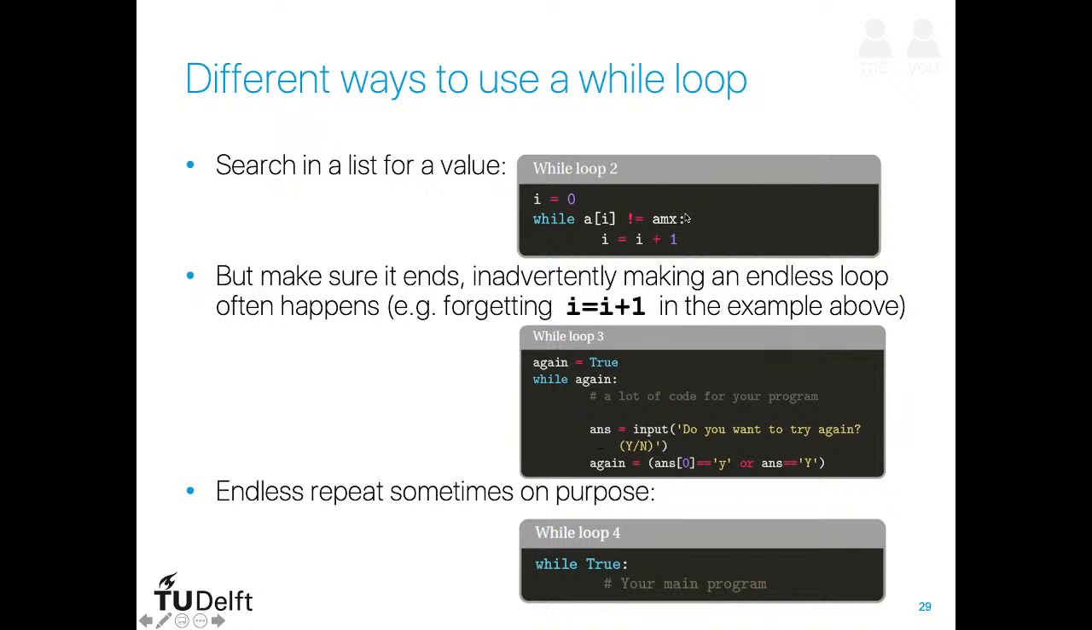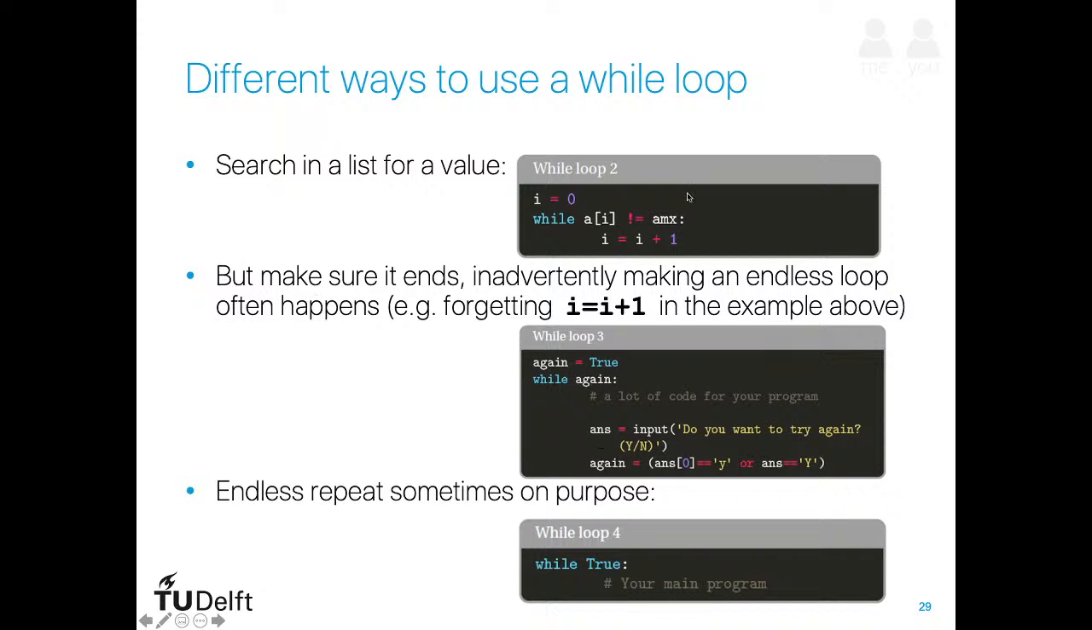And we just evaluate this condition again. And as soon as we found the value, then this will no longer be true, it will become false, and we stop. And so when this loop is done, we will have a value for I that corresponds to the index within the list of the value that corresponds to AMX.